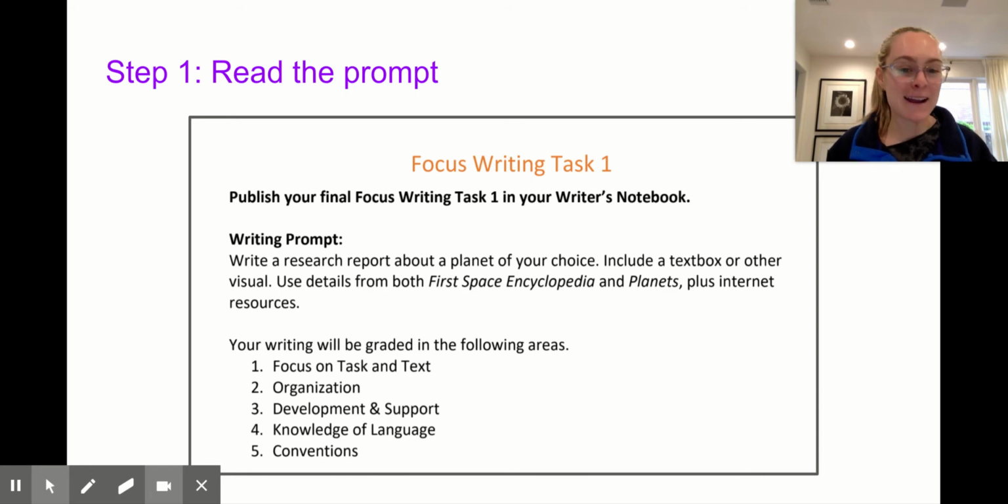So writers, I am so excited to give you choice and give you the opportunity to choose the planet that you would like to know more about. But we also need to make sure that we include a text box or a visual, and we have details from both the First Space Encyclopedia and Planets. Plus, you can also do some research on the computer. So I'm just so excited. So this was step 1, where you needed to read the prompt.